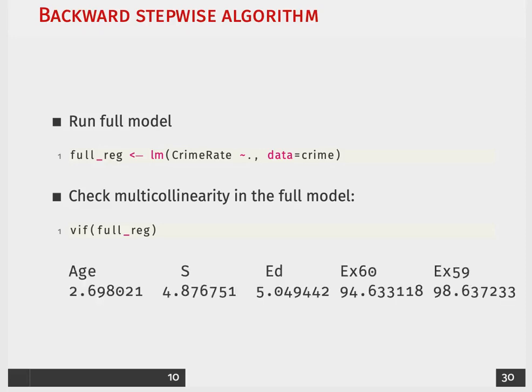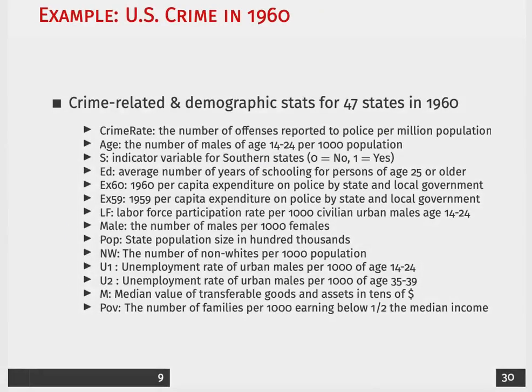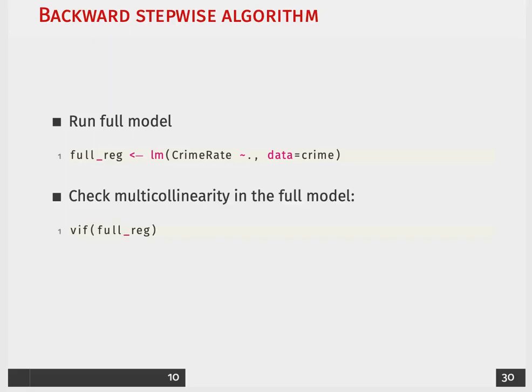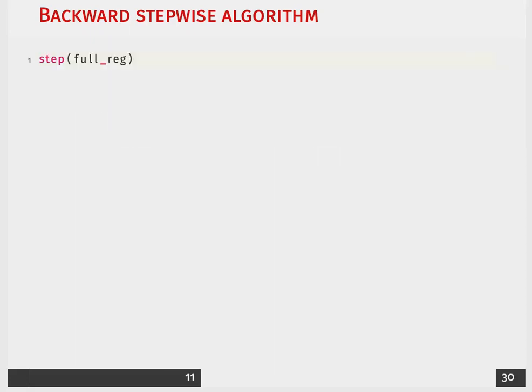And when we look at this, we can see that, of course, the variables for per capita expenditure on police by state and local government is highly, highly correlated with the expenditures in 1959, right? Year to year, states and local governments don't really change their spending. So the way that we're going to do backward stepwise deletion, we can use the function step in R, and we have our full model here. We have all of our covariates.